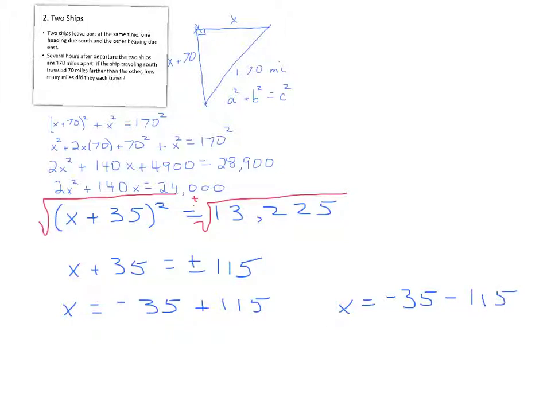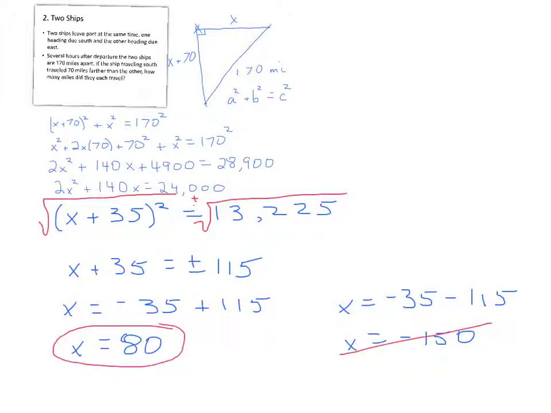The negative 35 plus 115 is 80, so we have x equals 80, and then the negative 35 minus 115 is negative 150. But x cannot equal a negative number because we're talking about distances, so we can discard the negative solution. That means x equals 80.